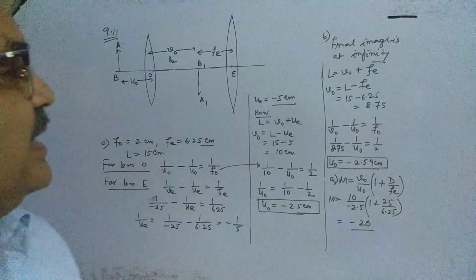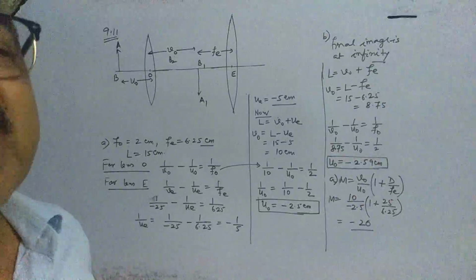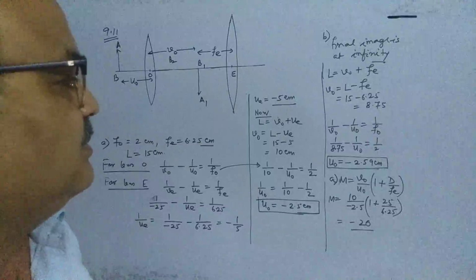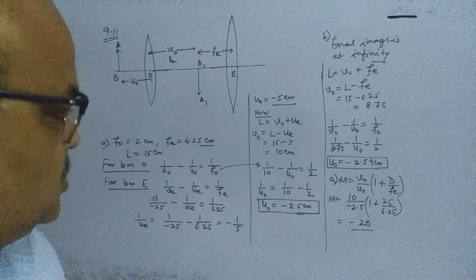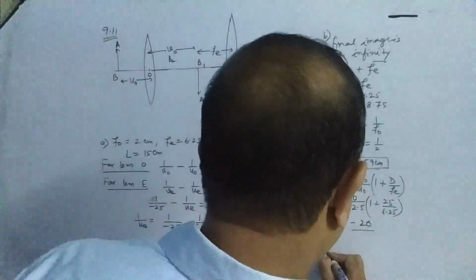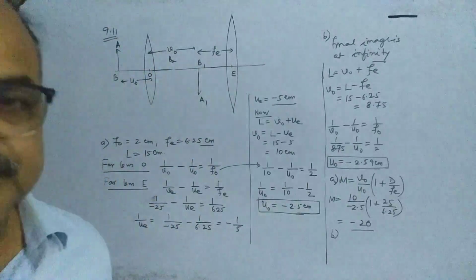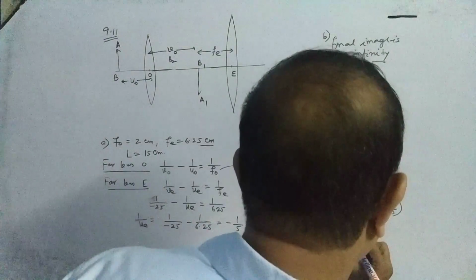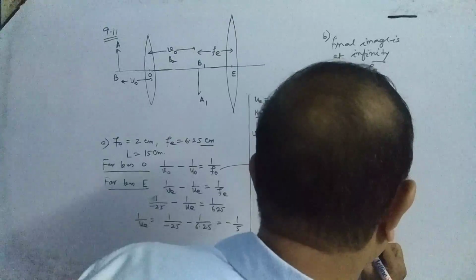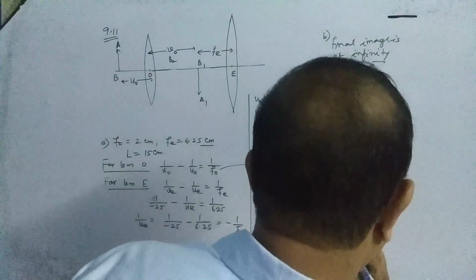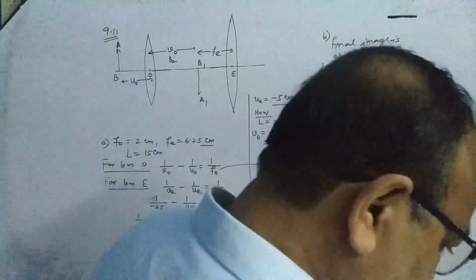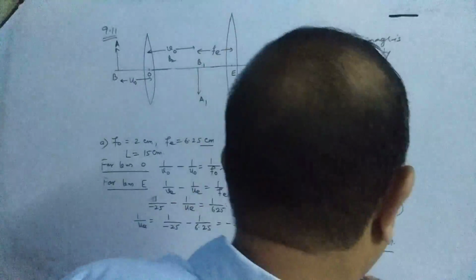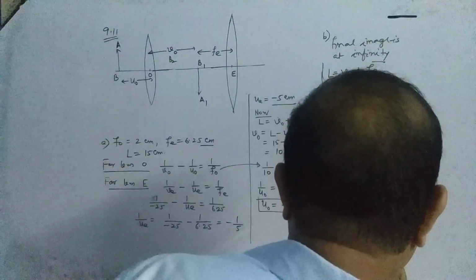Minus 20 means the negative sign indicates that the final image is an inverted image. Okay. Similarly, I think in my notes you can get the magnifying power for this normal adjustment, the B part. If you want to find this out for the B part, how much will it be? VO by UO into D by FE only. This is the value of it. Take D by FE from here, VO and UO are all found, and check it. It should be equal to minus 13.5.